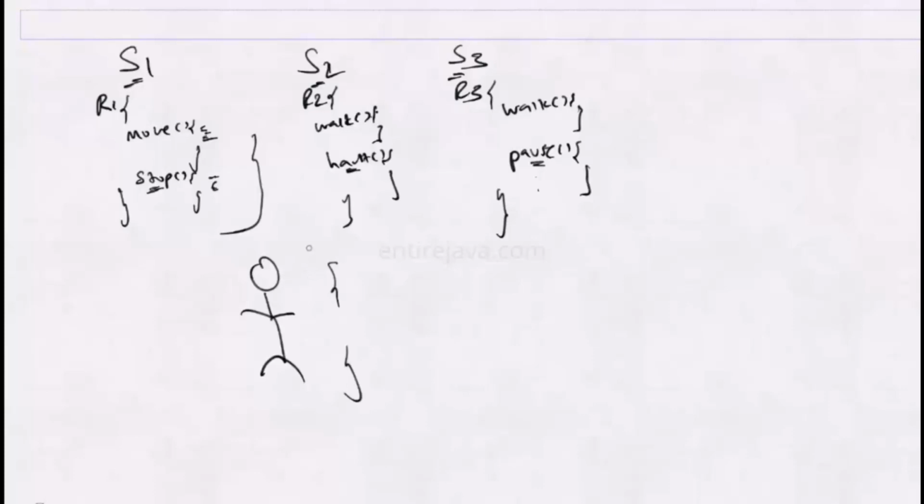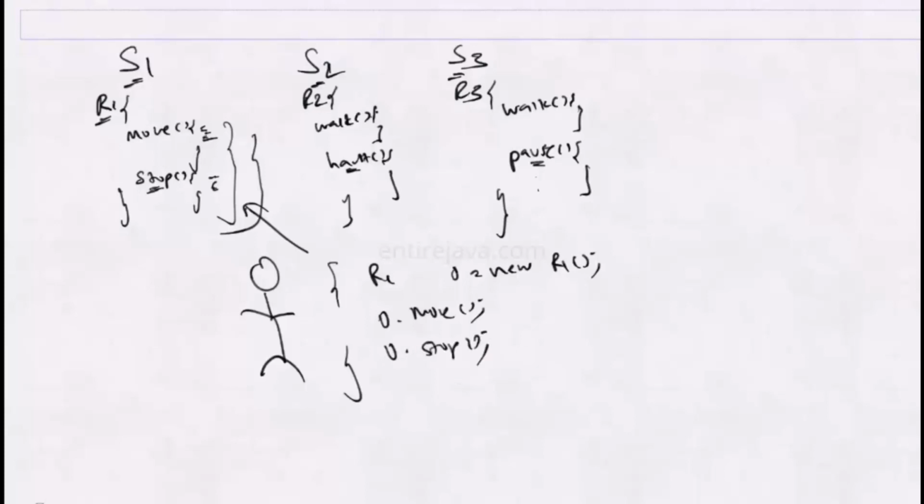So since your knowledge on writing the code is pretty limited, what you're going to do is you're going to purchase the code from company S1, essentially the class file, the bytecode of the source code, and you're going to create an object of this class R1, a new R1, and make use of all the methods inside it, object.move and object.stop, etc. Now we have a very serious problem here. Can you guess what it is?